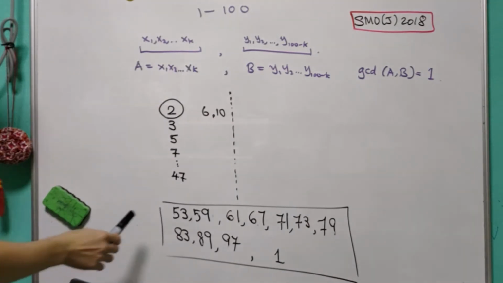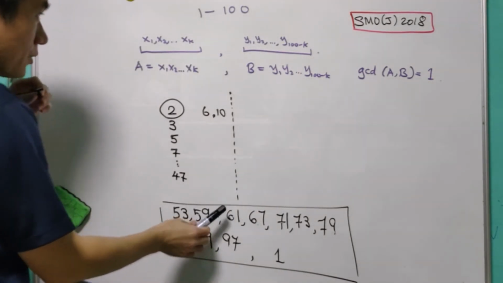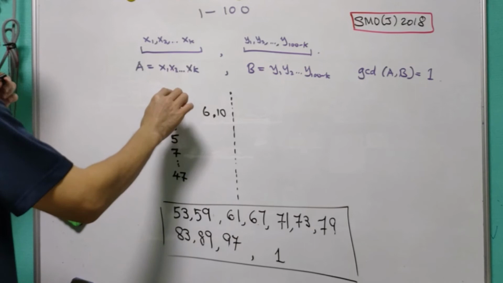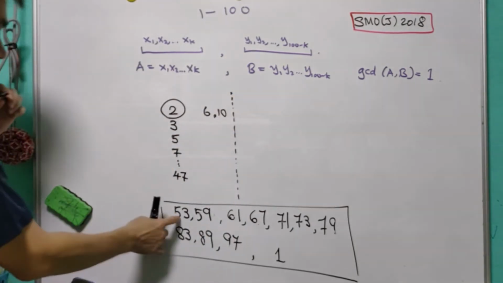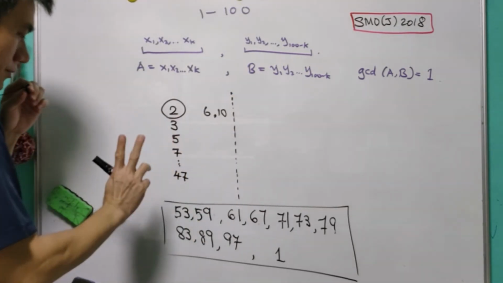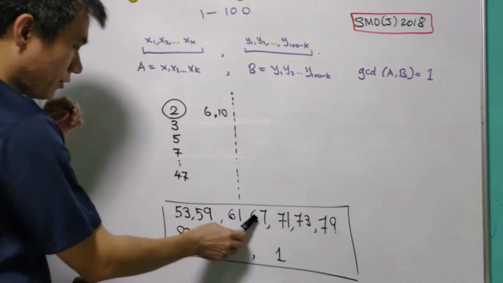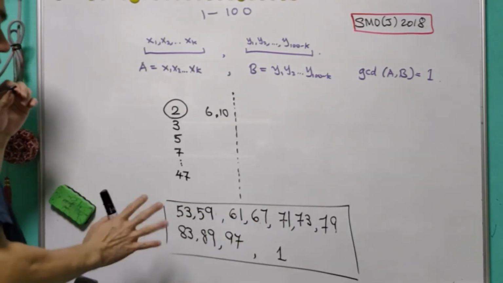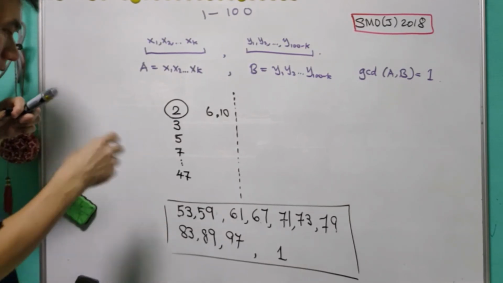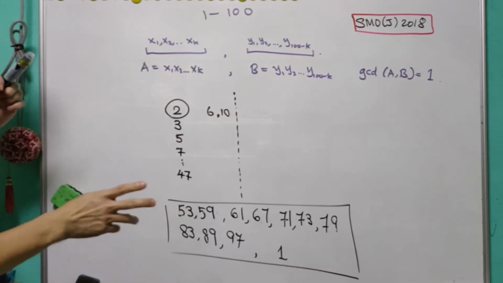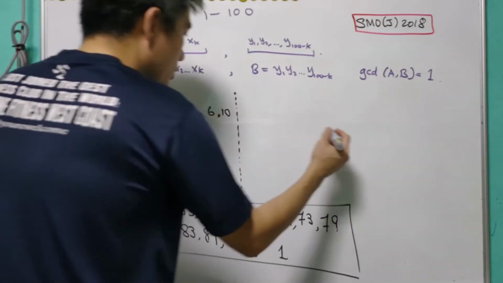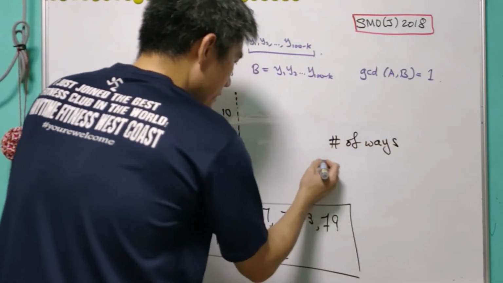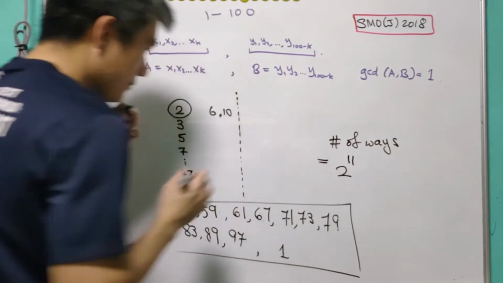Now it is their choice: either go to the same box as 2 or the other box. For each of them, they have 2 choices, and we have 1, 2, 3, 4, 5, 6, 7, 8, 9, 10, 11. So we have a total of 11 elements. Each of them has 2 choices. So the number of ways will be equal to 2 to the power of 11.